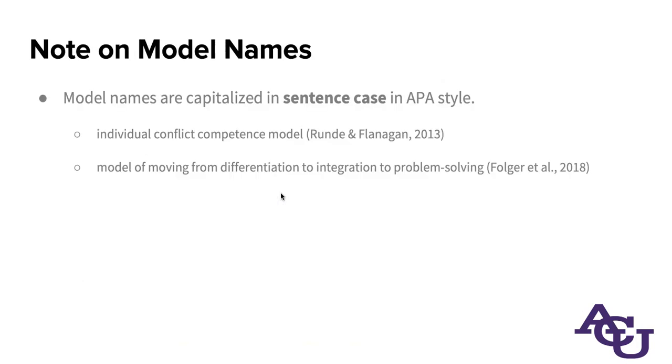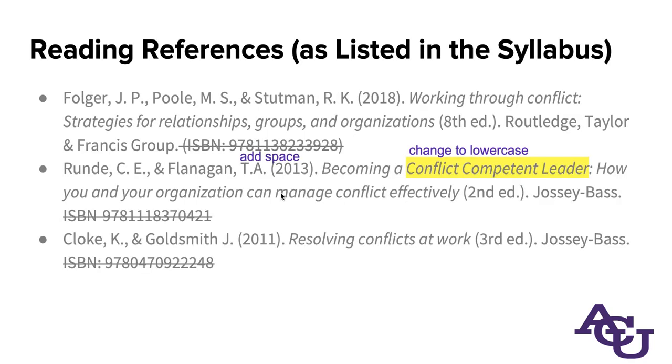So, individual conflict competence model, parentheses, Rund, Flanagan, 2013. Or if we're discussing that other model moving from differentiation to integration to problem solving, which is a bit of a tongue twister, Folger et al., 2018. You should also keep in mind that the references that you see in the syllabus will include other information that is helpful for, say, ordering the book, because the ISBN gets you the exact edition that you're looking for, but we don't actually include that in APA 7 in your references list.